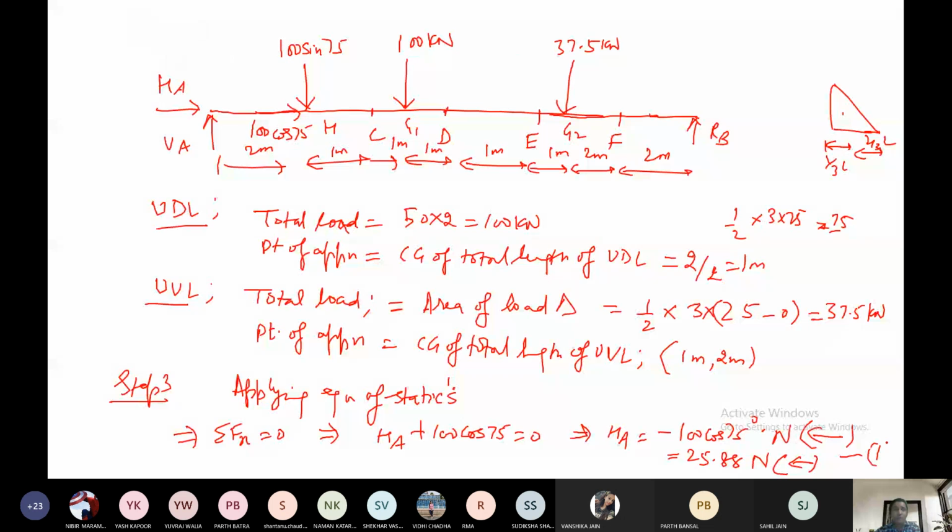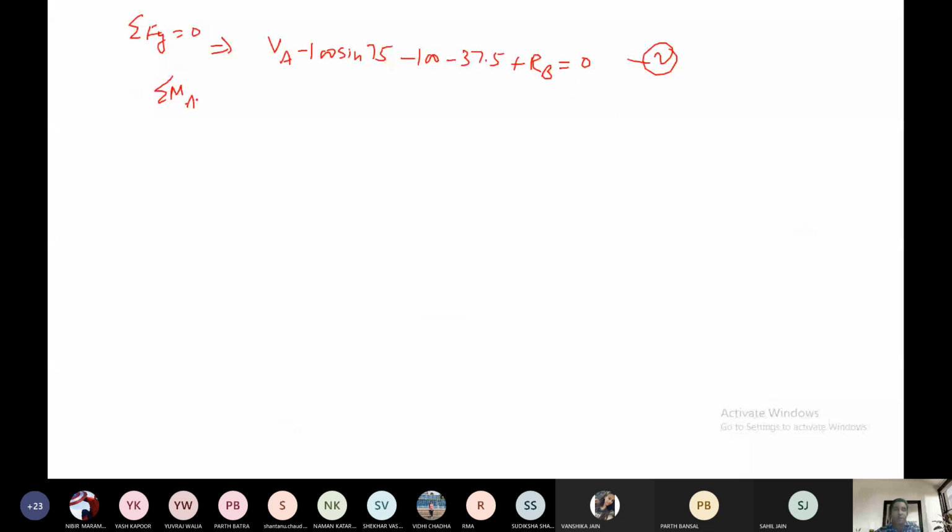Now coming to the moment equation, we will calculate the moment at the point A is equal to 0. I have already told you, clockwise we will take negative, anti-clockwise we will take positive. So in the moment equation, when we are calculating it, HA into 0, VA into 0.